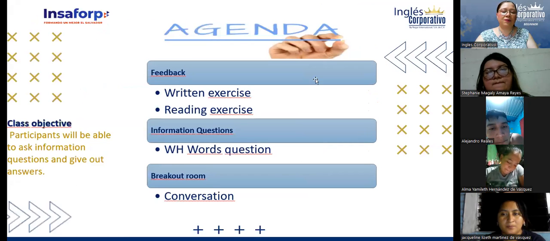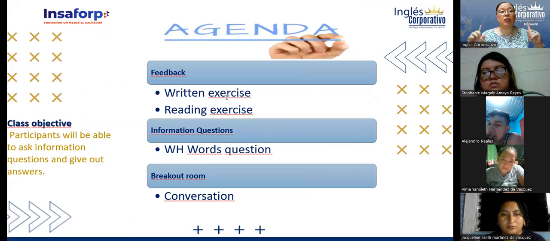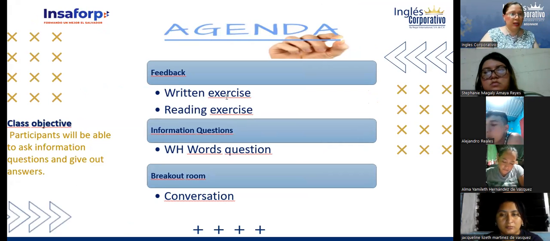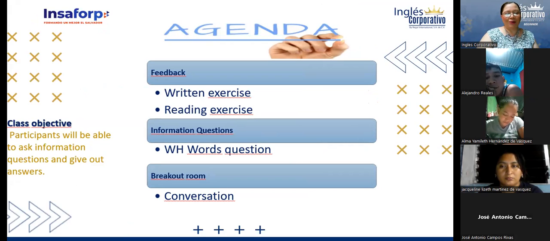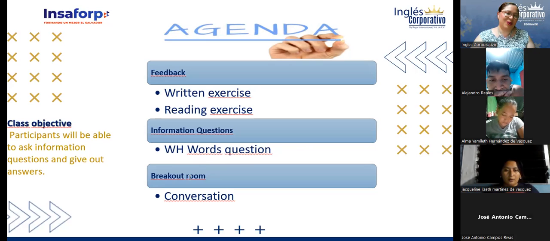Our agenda is that in our feedback we have a reading exercise. Reading, why reading? Because we want to read some sentences and find out some mistakes. And we want also to do a written exercise just to remember the structure of the simple present. Remember the third person and the verbs for the plural nouns or for the plural pronouns, okay? So here we go. And the topic, WH words question, okay? And then we have a conversation we want to practice.